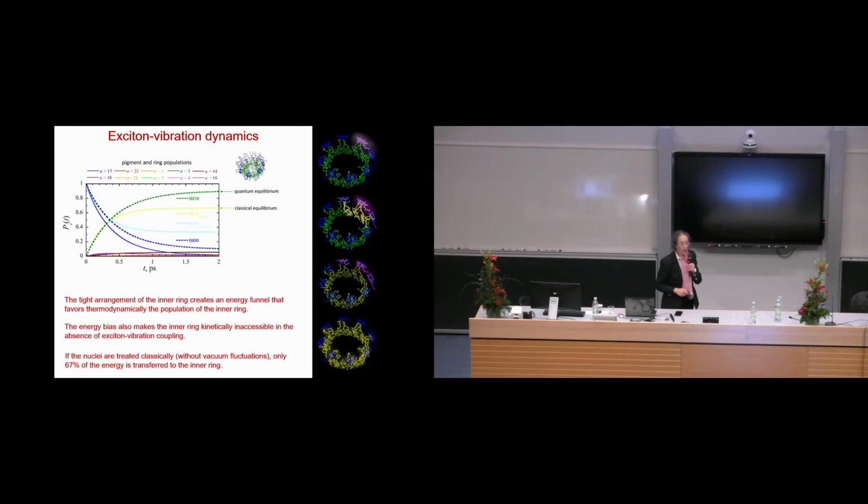One more point I want to make here is that if I were to treat the nuclei classically and not allow them to be quantum mechanical degrees of freedom that have vacuum fluctuations and zero-point energy and everything else, I would not get this quantum yield. I would only get 2/3 of the energy to go to the inner ring. And that's what you see here in this curve in yellow, and you don't get the high efficiency anymore. So it's also the quantum mechanical effects of the nuclei that give rise to this.